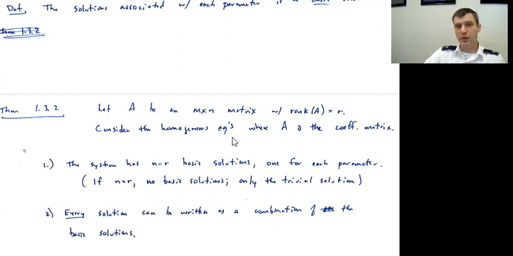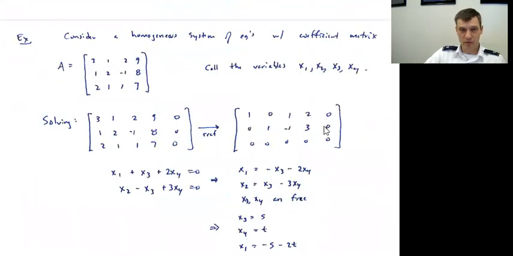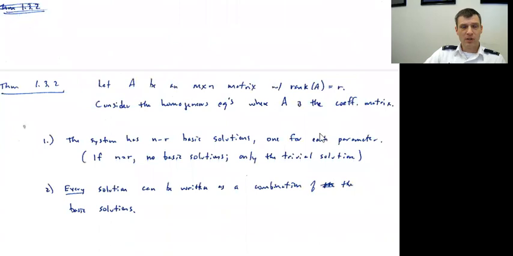And consider the homogeneous equations where A is the coefficient matrix. This is what we did above. We had a coefficient matrix and I augmented with zeros. Okay. Result number 1, the system has n minus r basic solutions, 1 for each parameter. Okay. So wherever I have a leading 1, I don't have a parameter. When I don't have a leading 1, I do have a parameter. When I have n columns and r leading 1s, that means I have n minus r parameters left over, and that gives me that many basic solutions.